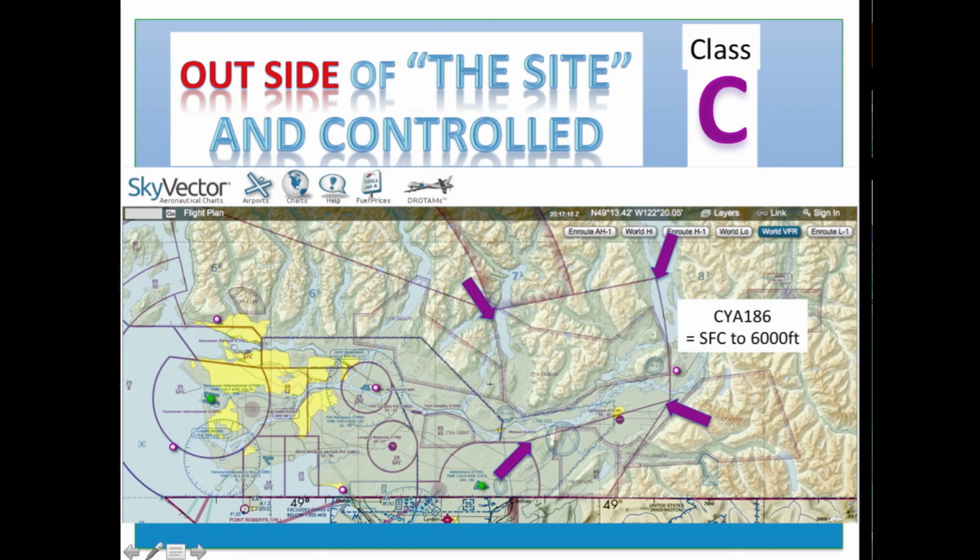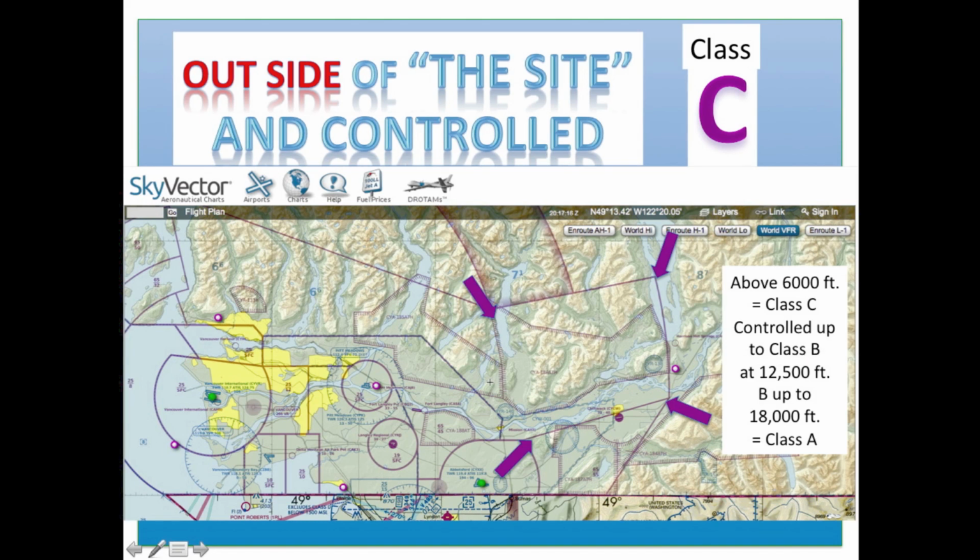Okay, so let's take a look here. The CYA 186 is from the surface to 6,000 feet. But we know now, by looking at that solid magenta line, that's the borderline of your Class C airspace. Looking from the top of our CYA upwards, at 6,000 feet it becomes Class C, that's controlled, up to Class B, that starts at 12,500 feet and goes up to 18,000 feet, and then you're into Class A, up to 60,000 feet.